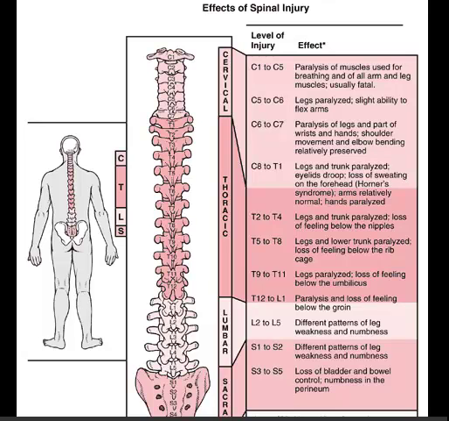I brought up this slide because it shows the effects of spinal cord injury at specific levels of the spinal cord. Cervical injuries will have paralysis of the muscles used for breathing and all of the arm and leg muscles, usually C1 to C5, usually fatal, especially C1 to C2. C5 to C6 narrows it down a little bit: the legs are paralyzed, with slight ability to flex the arms.